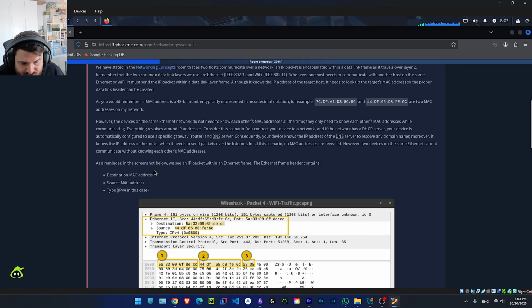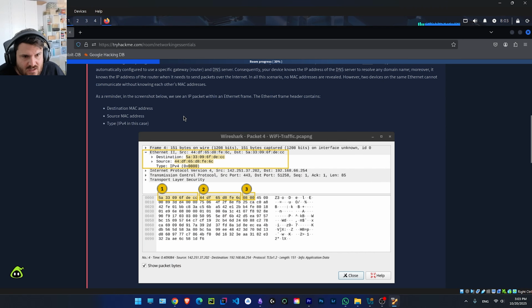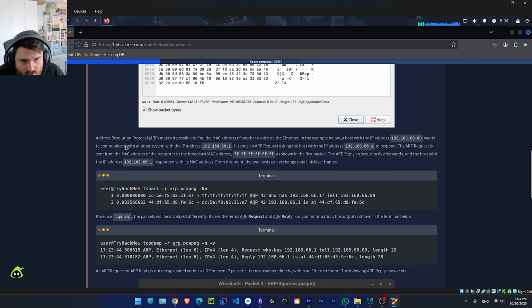As a reminder, in the screenshot below we see an IP packet within an Ethernet frame. The Ethernet frame header contains a destination MAC address, a source MAC address, and the type, IPv4. So, a source MAC address, a destination MAC address. Here we see them again, and then the type is IPv4, right? Again, this packet is captured with Wireshark.